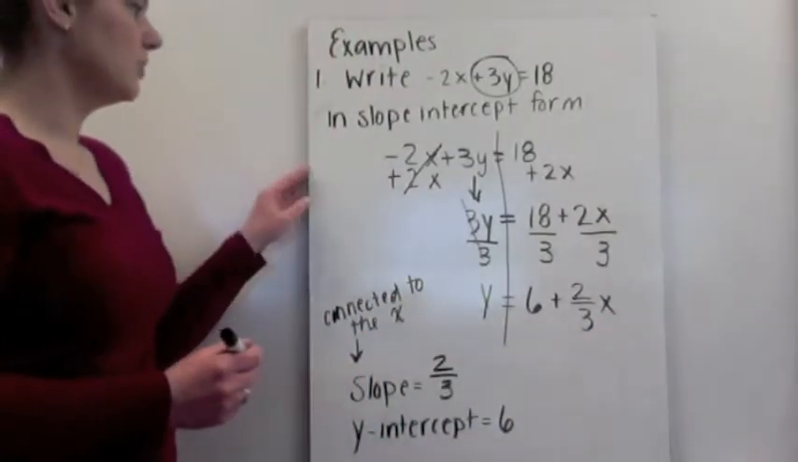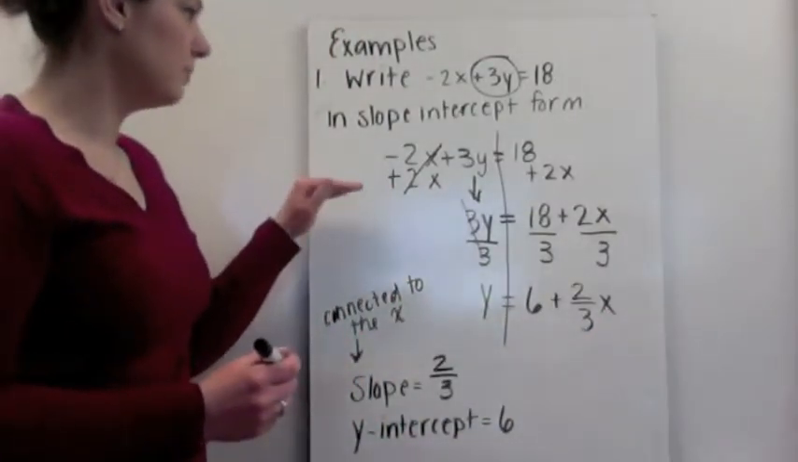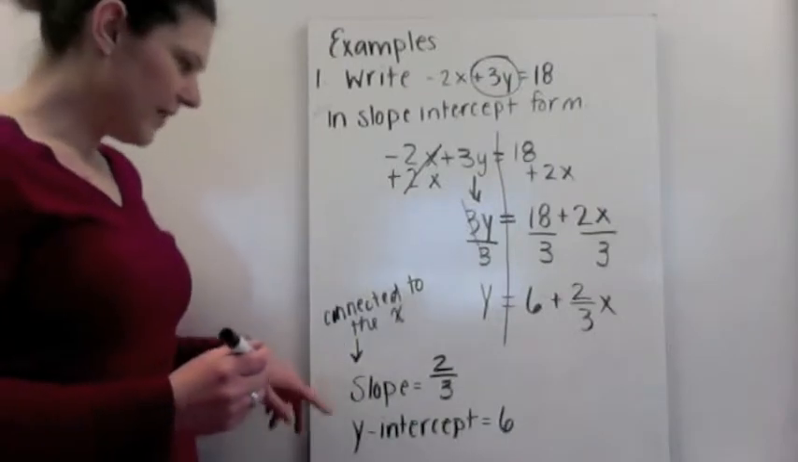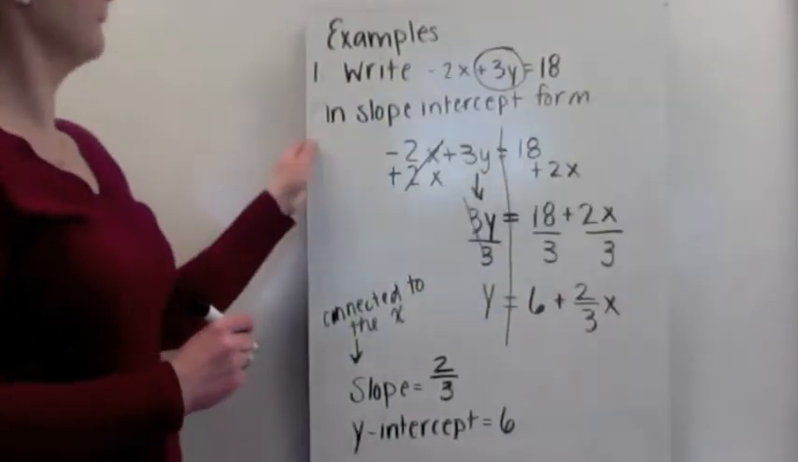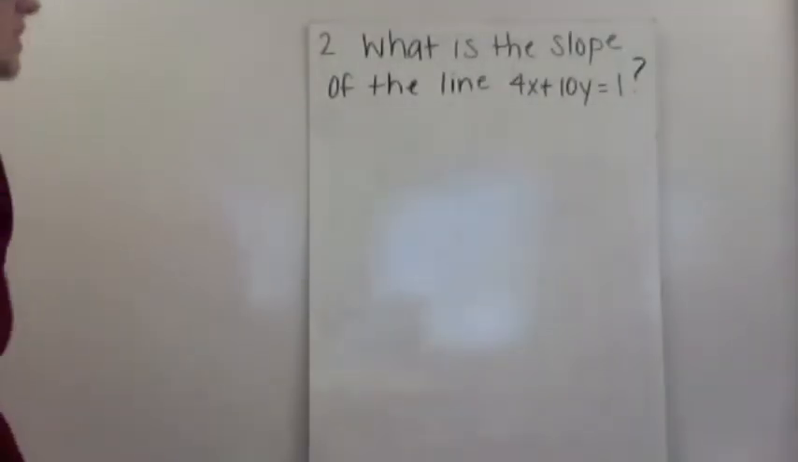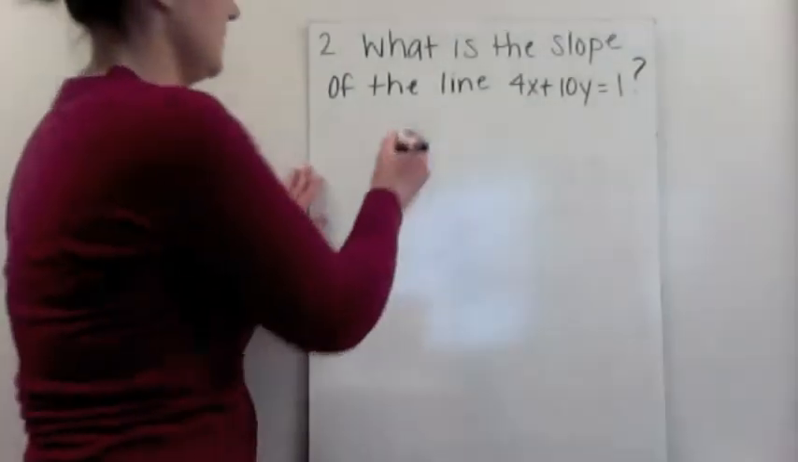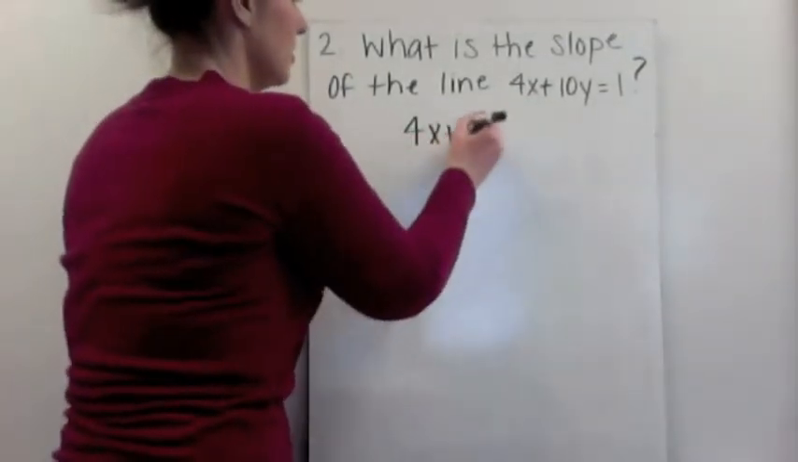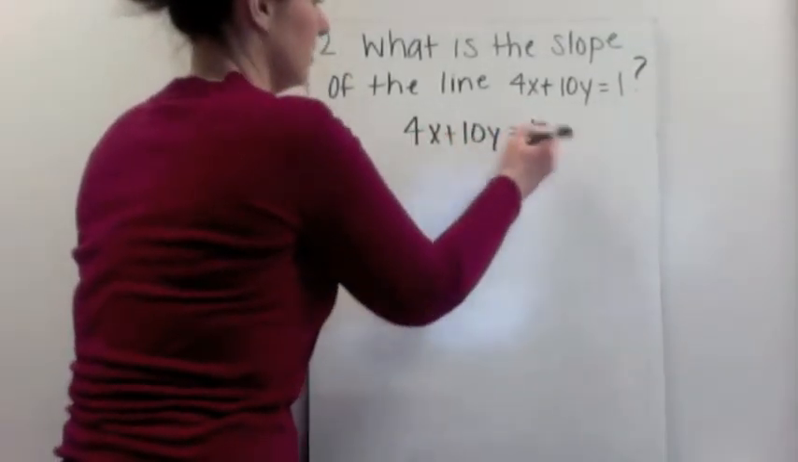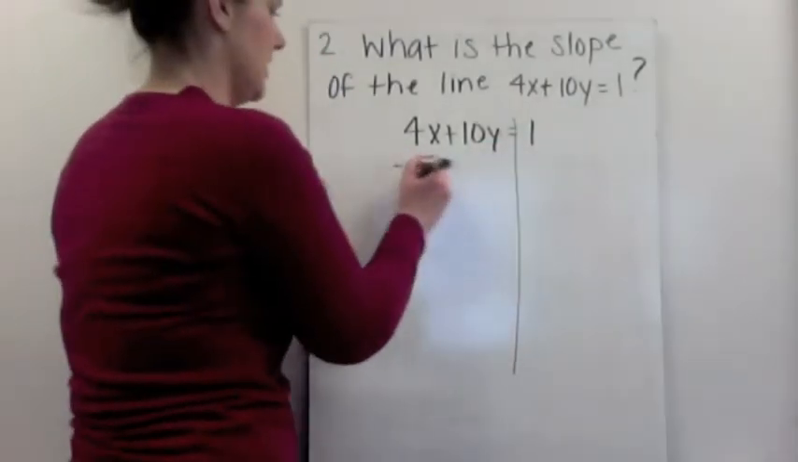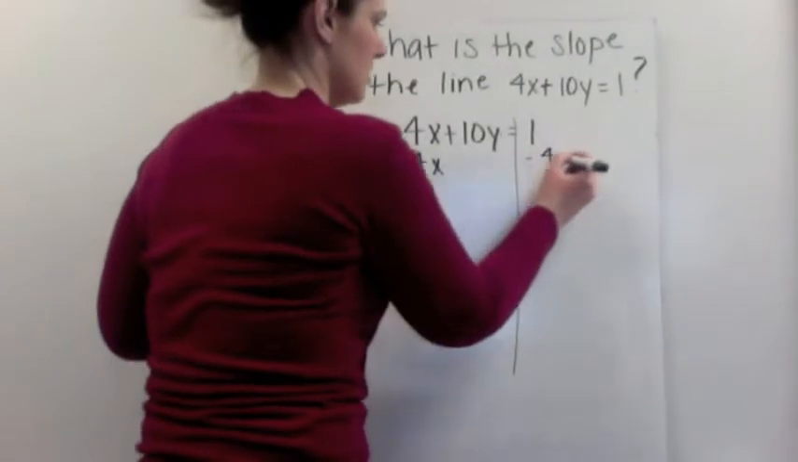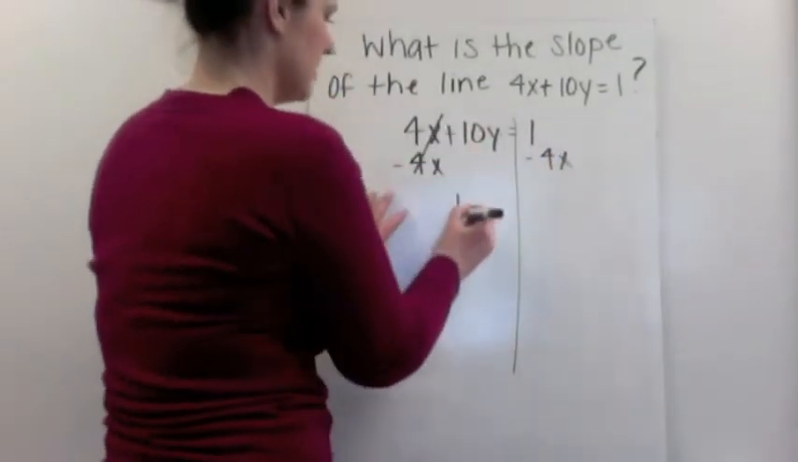You try example 2. You're going to write in slope-intercept form and then identify the slope. Pause, try that, and then check. So example 2, what is the slope of the line? That means, again, we needed to start by solving for y. Now, since we have a positive 4x, we're going to take away 4x from both sides.